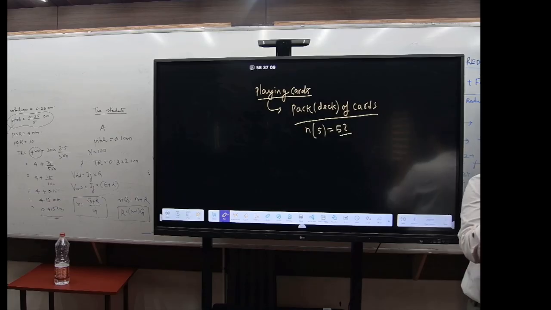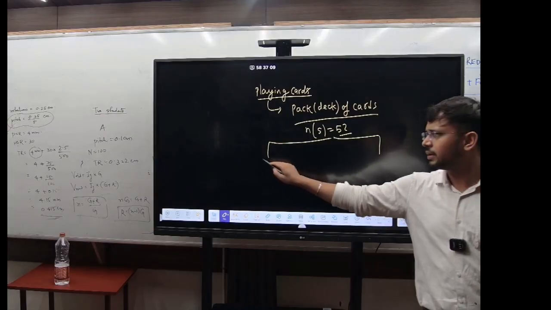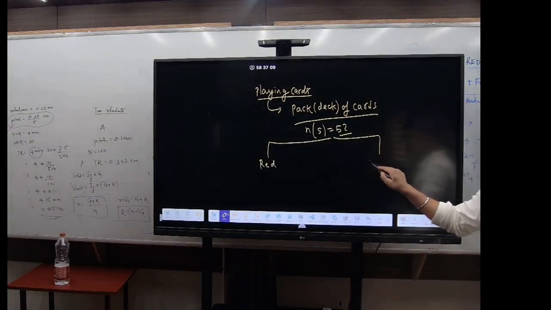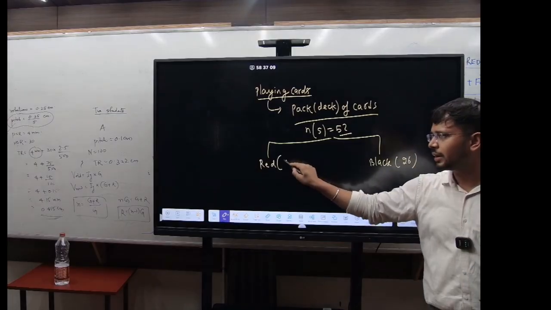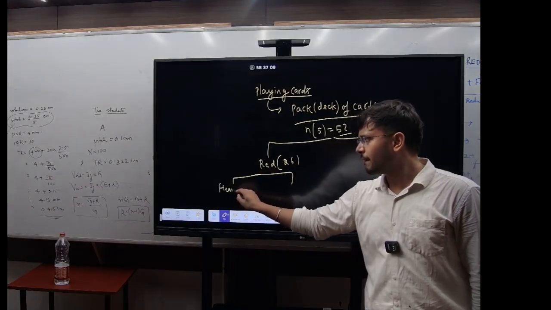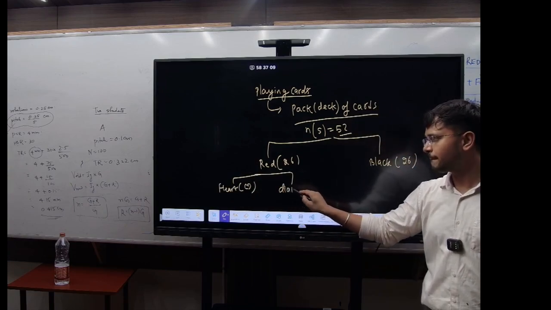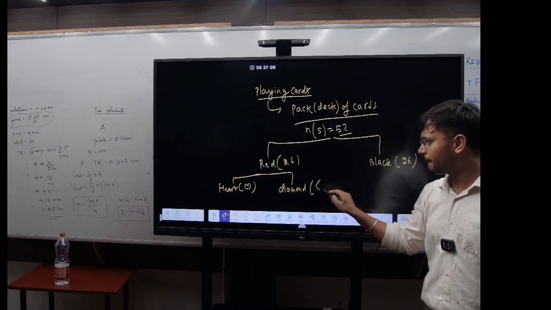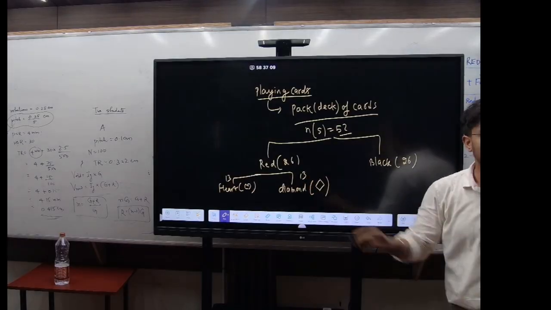Now, how many aces will be there? These 52 cards are divided into two colors, red and black. Black 26, equal division, 26 black, red 26. Again red will be of 2 types: heart, this is the symbol, and the other is diamond. Again this will be 13 cards, this will be 13 cards.